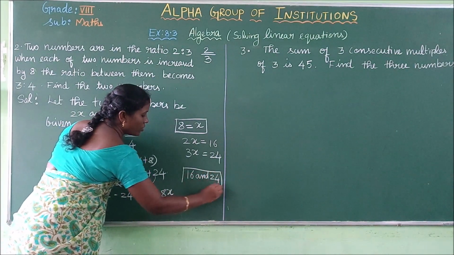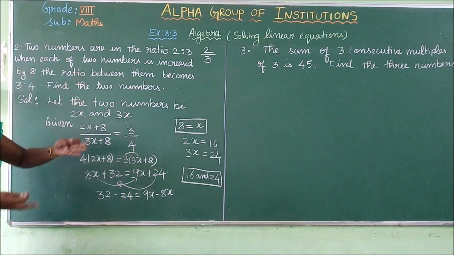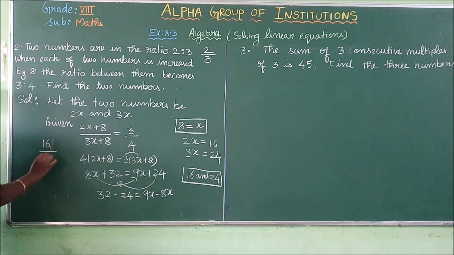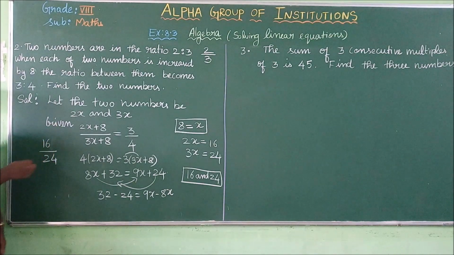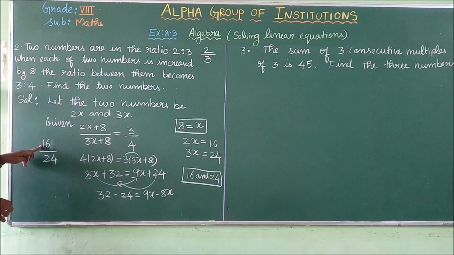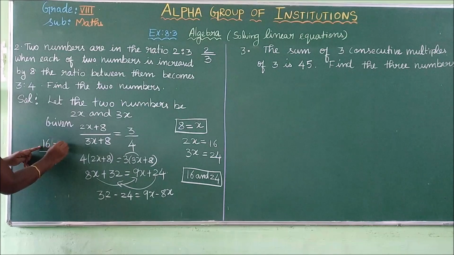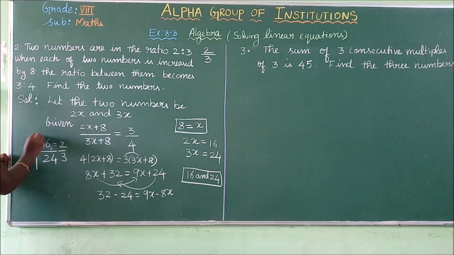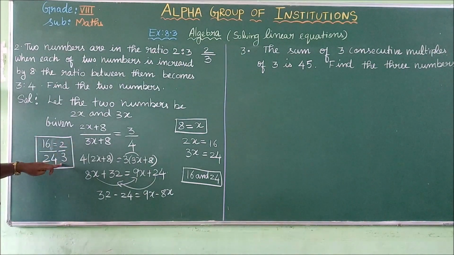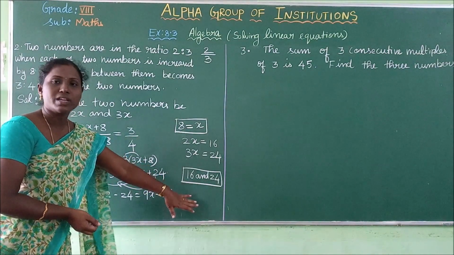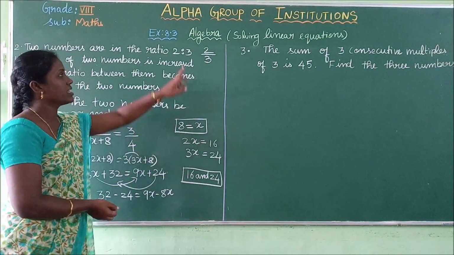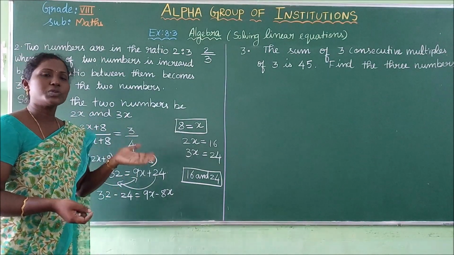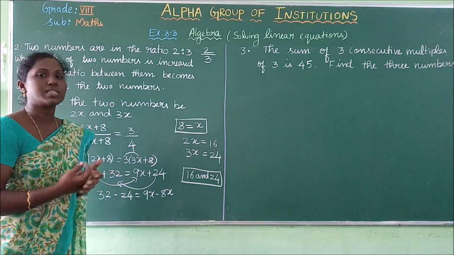16 and 24. If you want to check, you can check. See the ratio of 16 by 24. If I simplify this by 8 directly, 2 8s are 16 and 3 8s are 24. So we got the ratio 2 by 3, that is 2:3. So the two numbers we found are correct and they satisfy the ratio 2:3. Likewise, if you have any doubt in your answer, just substitute in the given condition of the question and check whether the numbers satisfy it or not.